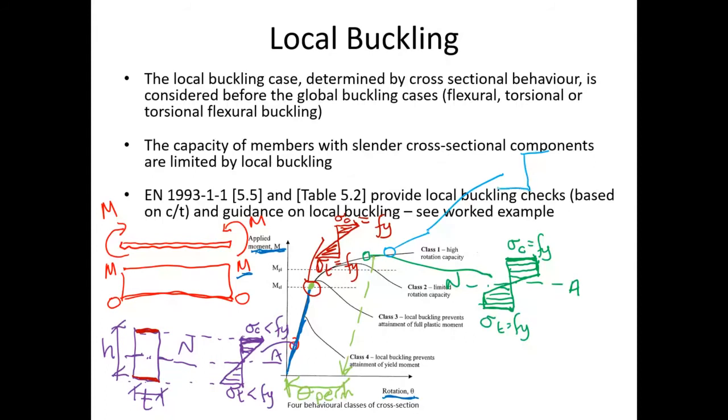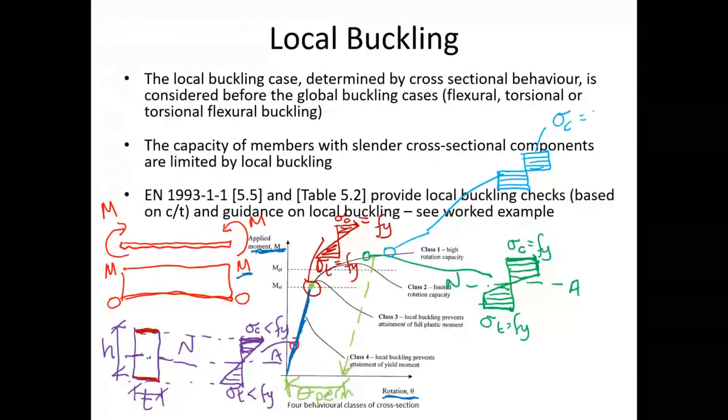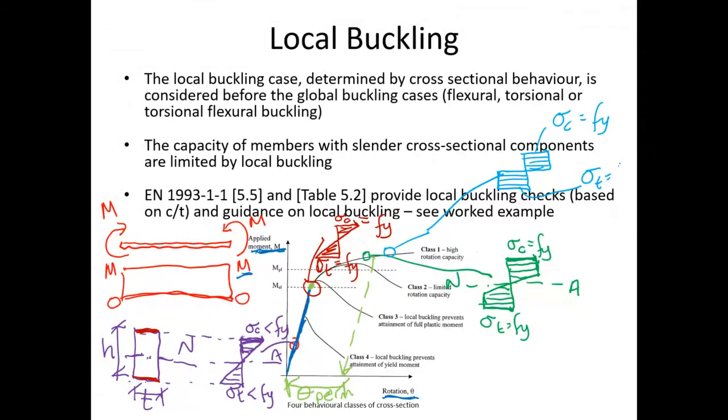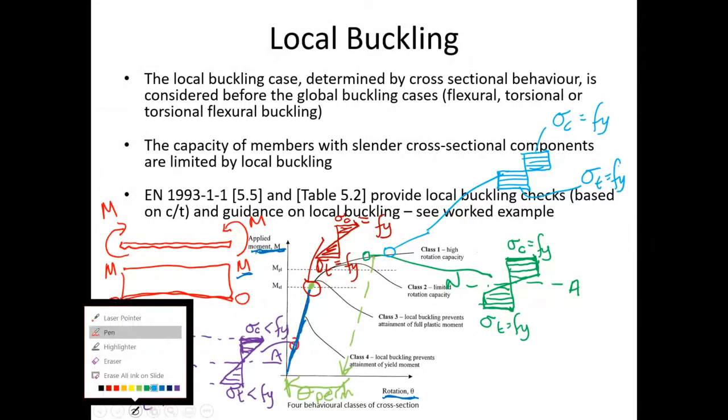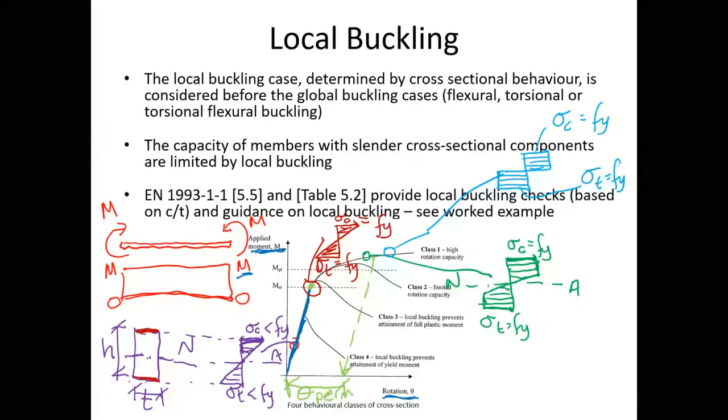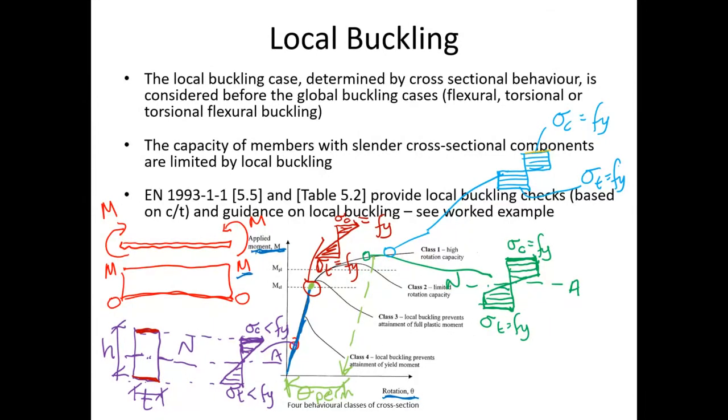Full plasticity, where every single fiber in the cross section is at its yield. Okay, so every single fiber in compression is at its yield. Every fiber in tension is at its yield. But we do have a little bit extra capacity in these things, where we could actually get the top fibers doing a bit more work, and the bottom fibers doing a little bit more work.